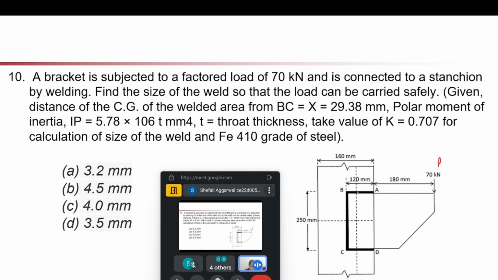This is our line BC and this is our CG. And this X value, this is our X value. It is given as 29.38, and polar moment of inertia IP is given by 5.78 into 10 raised to power 6 T mm4. T is the throat thickness. Take value of K as 0.707. K is calculated for throat thickness, 0.707 of S.